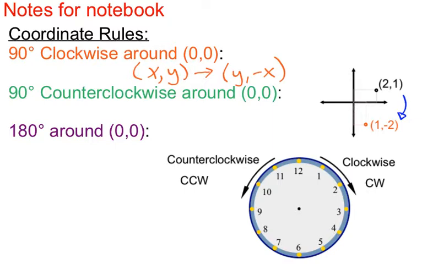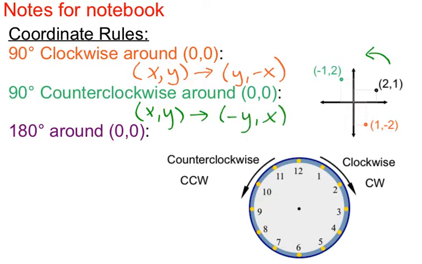Okay, let's look at the next one in green here. 90 degrees counterclockwise is going to be in this direction, which will give us this little point, negative 1 comma 2. So it looks like they switch places again, but this time the one in the first position changes signs, becomes the opposite. So for a 90 degrees counterclockwise rotation, xy becomes opposite y, comma x.